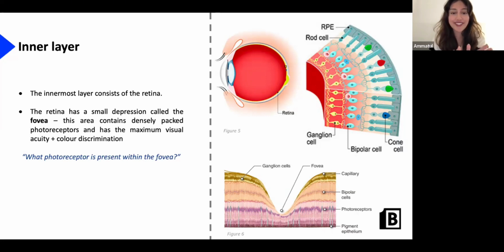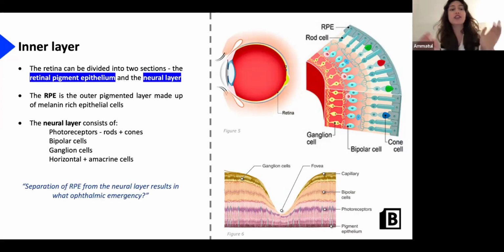If you thought cones, you would be correct. Okay, so the retina can be divided into two sections. We have the retinal pigment epithelium and the neural layer. So this is the retinal pigment epithelium, and then the neural layer is essentially the rest of it that's involved in detecting light and transmitting that signal.